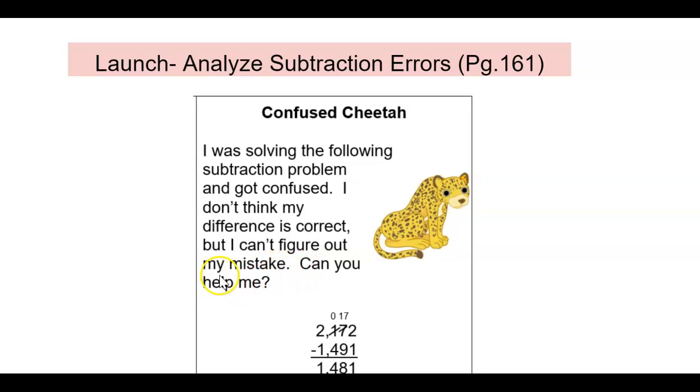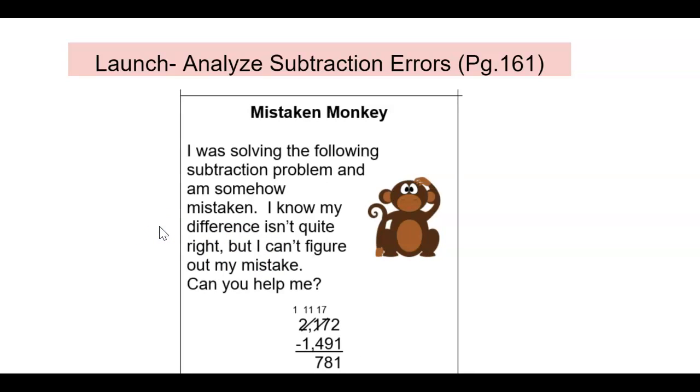So we're going to pause, and what I want you to do is go on and complete this one to figure out the mistake that was made by confused cheetah, identify what the mistake was, and then solve the problem correctly using the standard algorithm. I want you to do that for that one. Also for the next one, these are all on page 161.